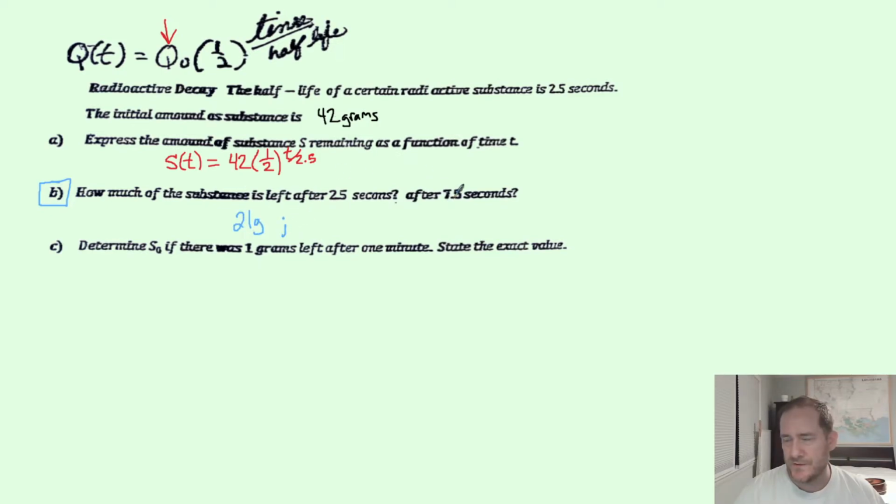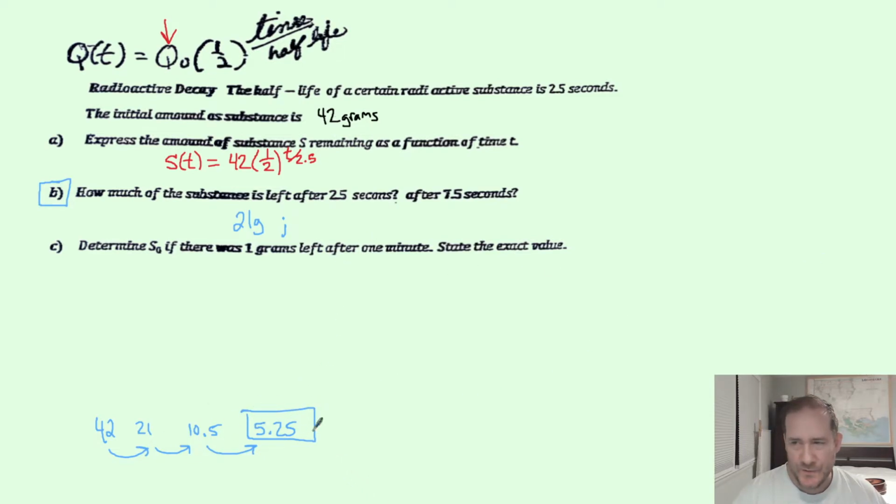And hopefully you also notice that 7.5 is 3 half-lives. So the 42 is going to get chopped in half 3 times. It's going to be 42 down to 21, down to, don't judge me here, 10.5, down to 5.25. That feels right to me.